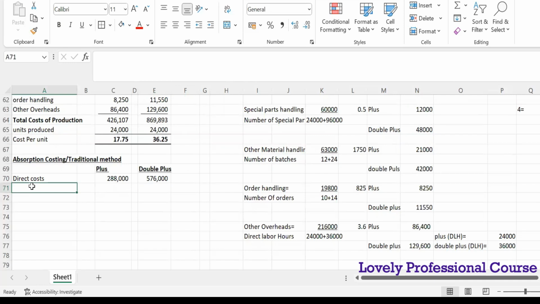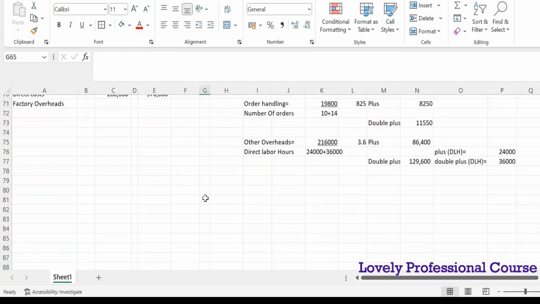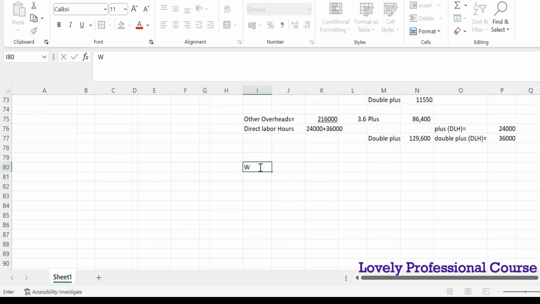Now, what are the factory overheads? Let's see. My factory overheads. We're going to apply here absorption costing. Let's say here workings in absorption costing. Here the workings will be this.